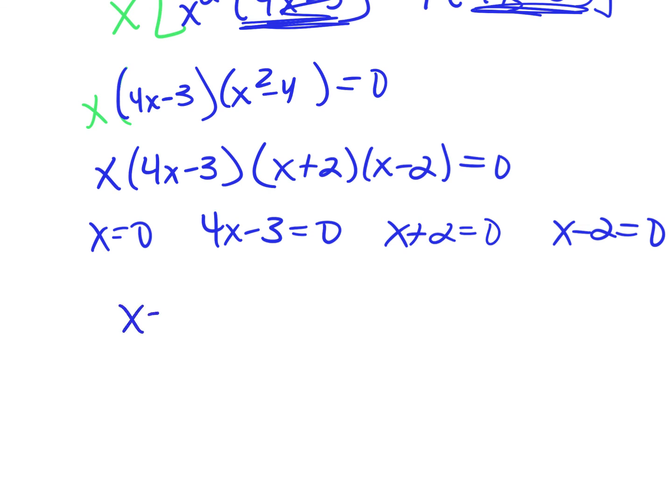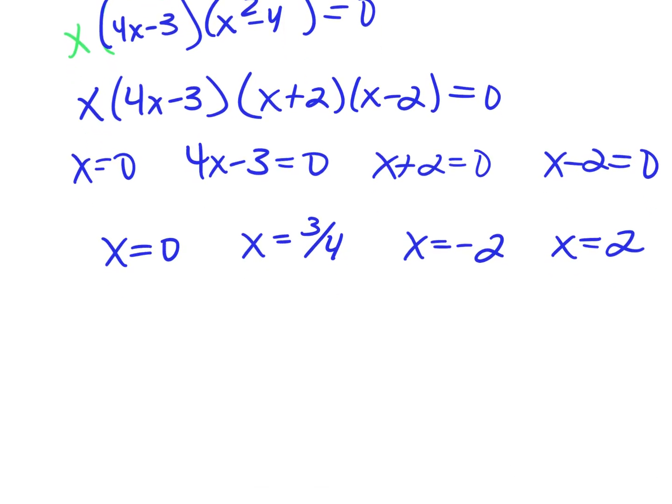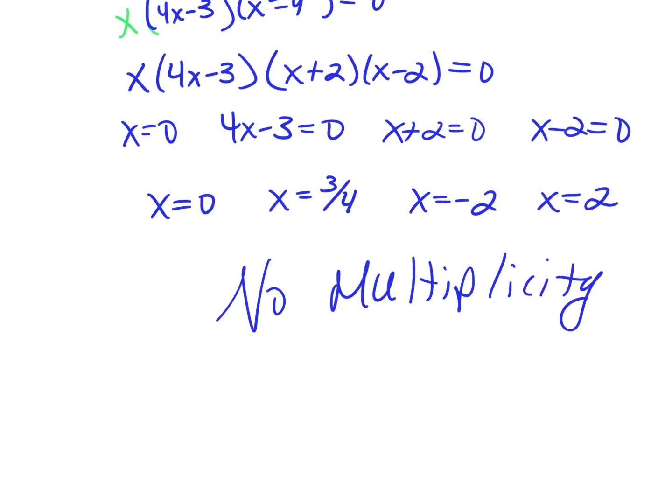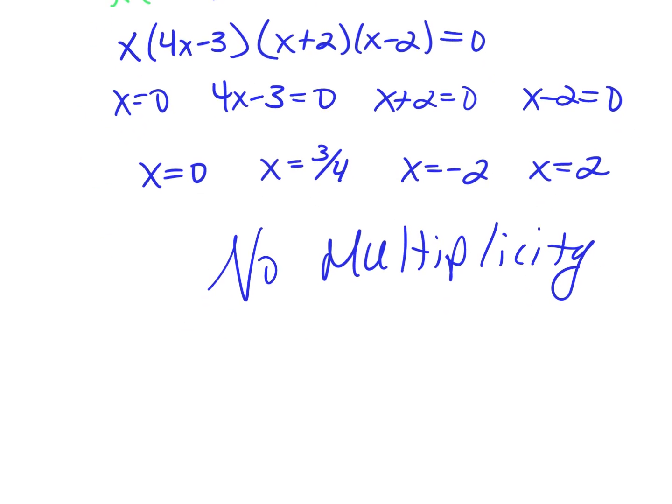So I have x-intercepts at x equals 0, x equals 3/4, x equals negative 2, and x equals positive 2, right? See it? What about multiplicity? Do I have it? No. No multiplicity. So what's going to happen, guys, at the x-axis for all 4 of these intercepts? It's going to cross through. Awesome. Very good, guys.